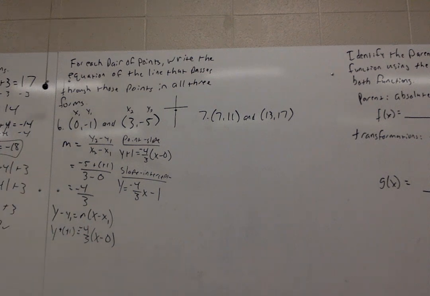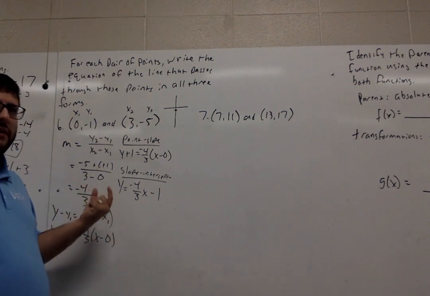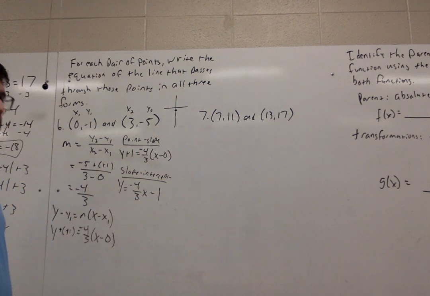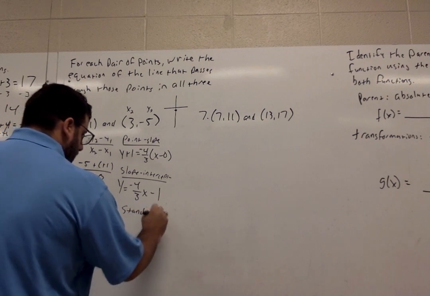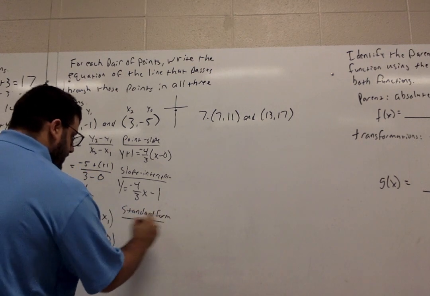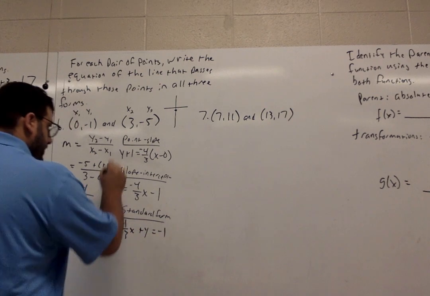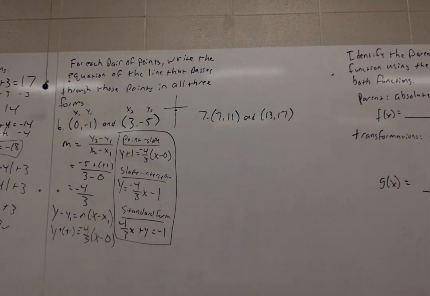Okay. All right. Then last step is to go to standard form. Now, going from slope-intercept to standard form is very easy because all I have to do is move this x term over to that side. So here I'm going to add 4 over 3x to both sides. So my standard form is 4 over 3x plus y equals -1. And there's all three forms here for this problem right here.